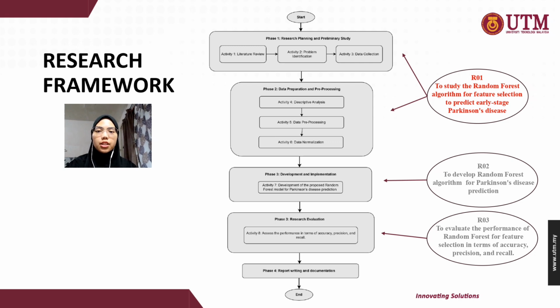Phase 1 is about the research planning and preliminary results. This includes conducting a literature review to understand Parkinson's disease diagnosis. The study then continues with problem identification followed by data collection, while phase 2 focuses on preparing and pre-processing collected data. Activities involve descriptive analysis, data pre-processing to ensure quality and consistency of the data, and lastly, data normalization.